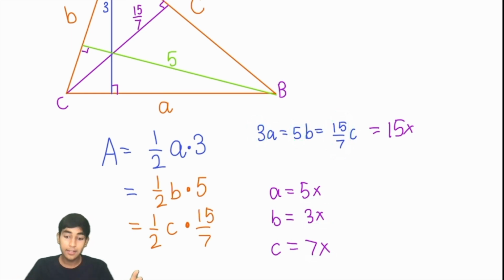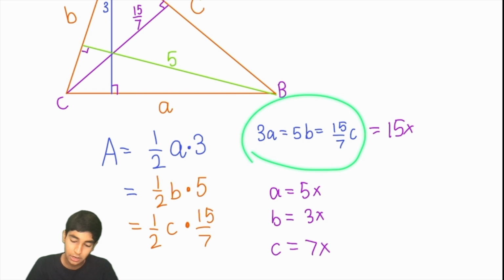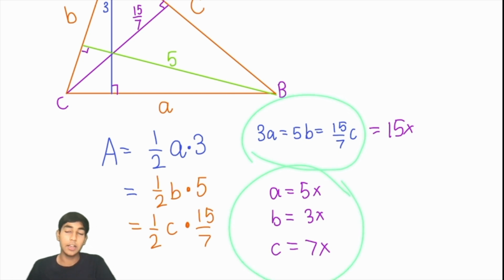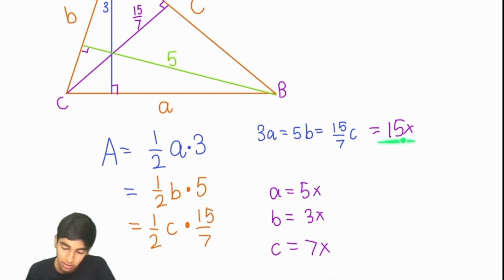And the reason we do this is now we know the ratio of A to B to C: 5 to 3 to 7. And that's how we converted this condition into this ratio quantity. The trick is, let it be equal to something else, and then express each of these variables in terms of that x to find the ratio.